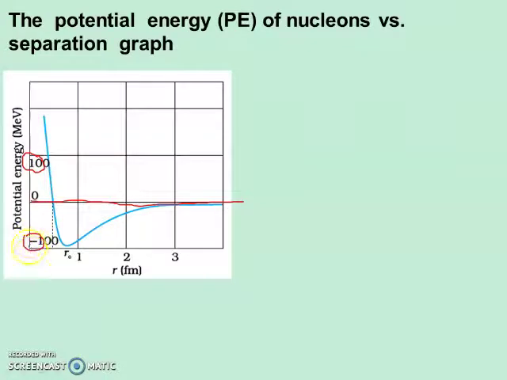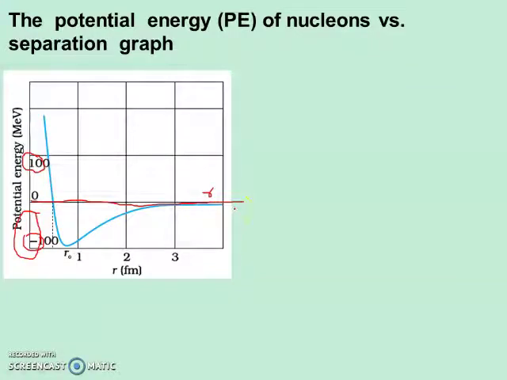Negative potential energy always occurs due to the force of attraction. It means this is the result of attractive force, and this is the positive potential energy, which means it is at the cost of repulsive force. This x-axis shows the separation distance.